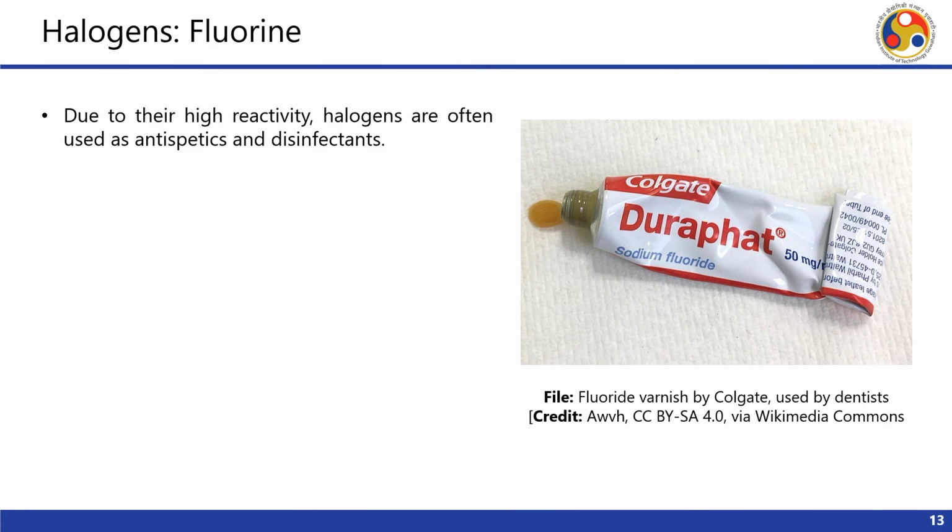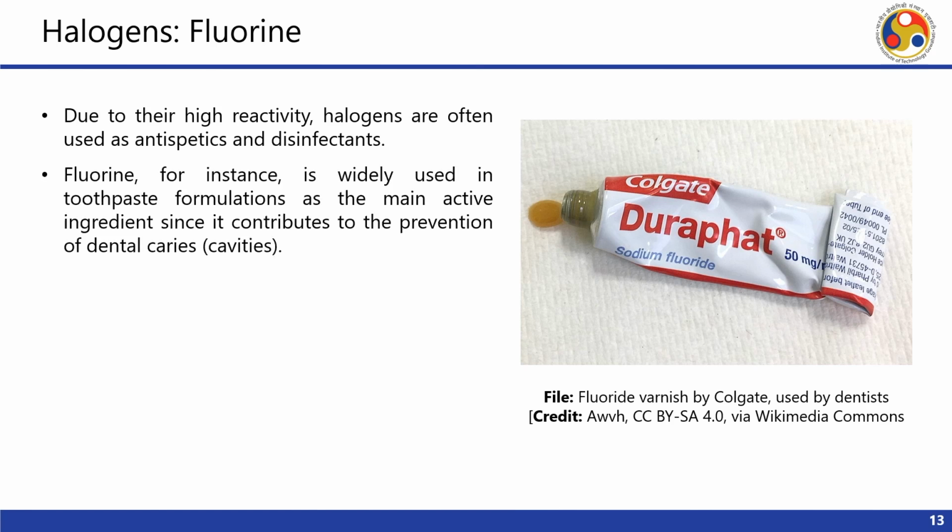Let us now discuss the halogens, for example, fluorine. And then you have this fluoride varnish by Colgate, used by dentists, and this toothpaste over here. So, due to their high reactivity, halogens are often used as antiseptics and disinfectants. Fluorine, for instance, is widely used in toothpaste formulations as the main active ingredient, since it contributes to the prevention of dental caries.